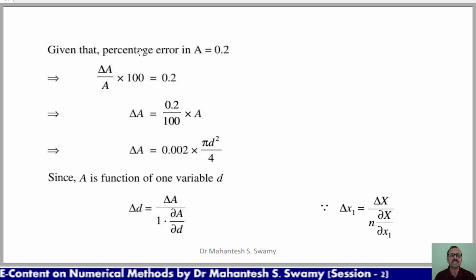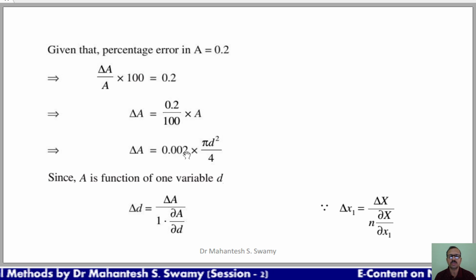Now what is the definition of percentage error? It is relative error, that is delta A divided by A, multiplied by 100. Keep delta A on the left hand side. Cross multiply A, it comes to the numerator. Cross multiply 100, it comes to the denominator. So 0.2 divided by 100 is 0.002.